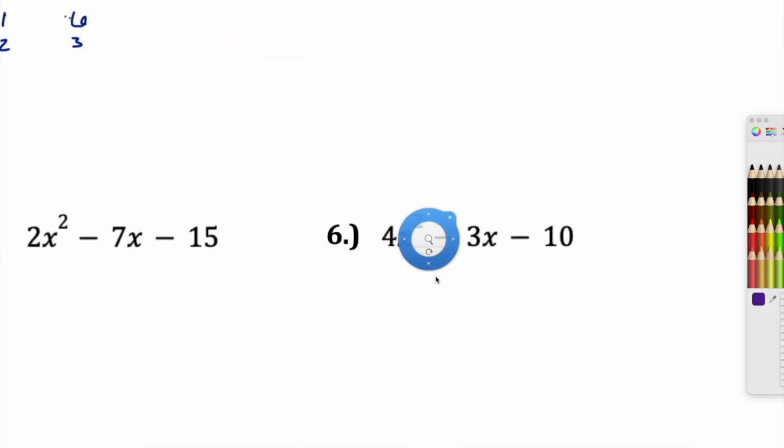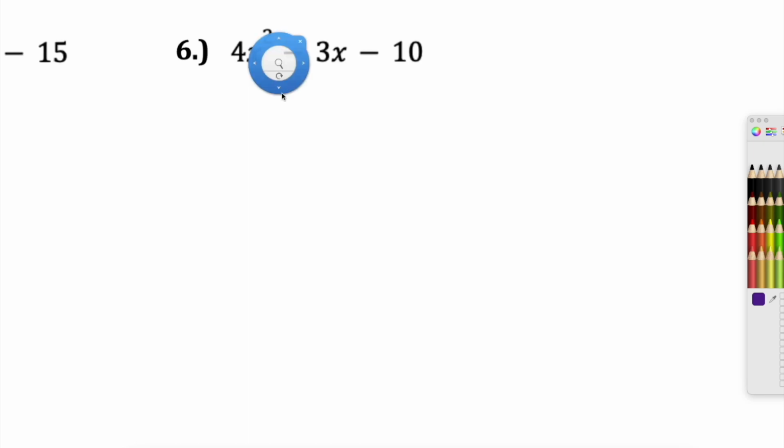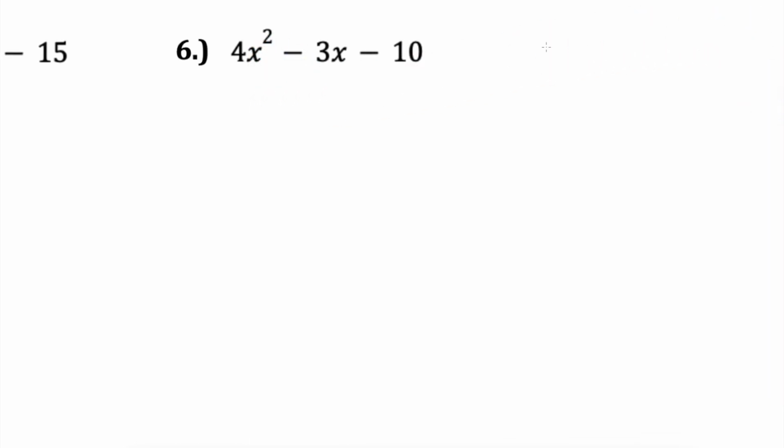Let's have a look at number 6. And this is our last one. So I have 4x squared minus 3x minus 10. First thing we want to do is see if there are any factors from these three terms that can come out. There are not. So we are going to factor by grouping.